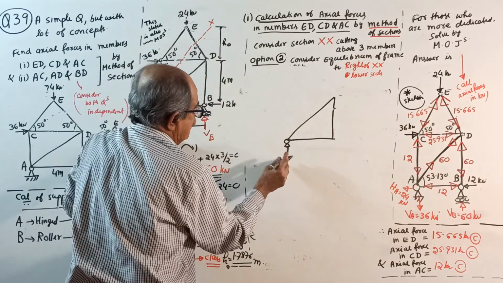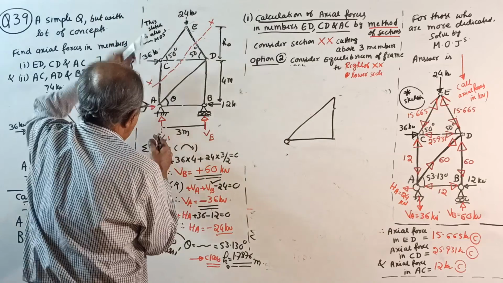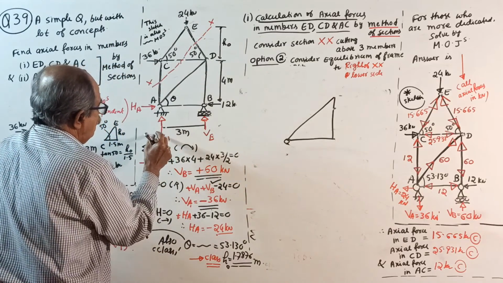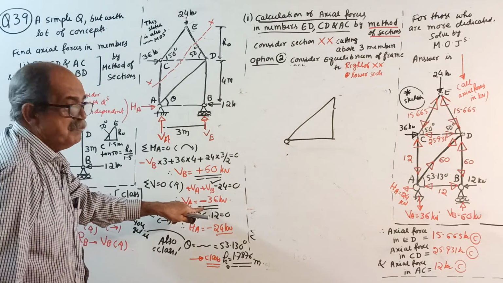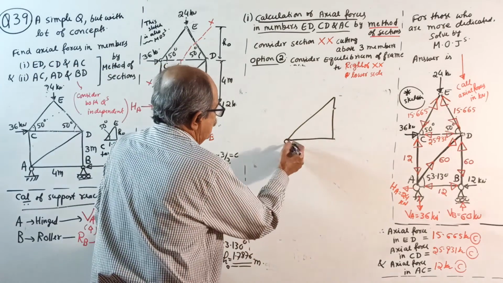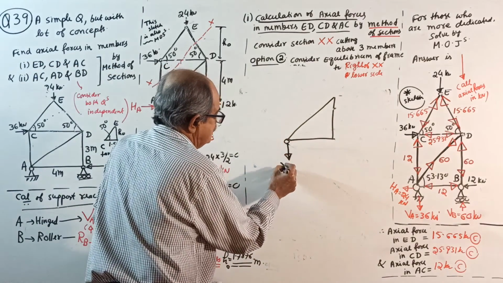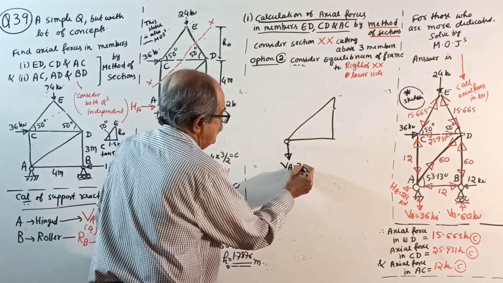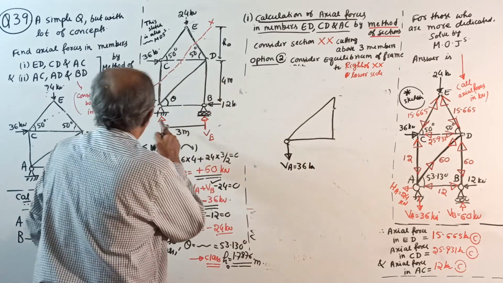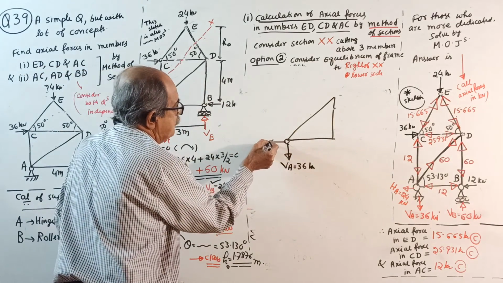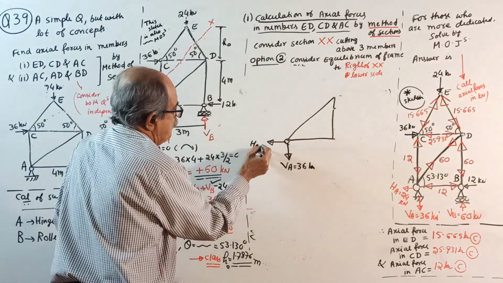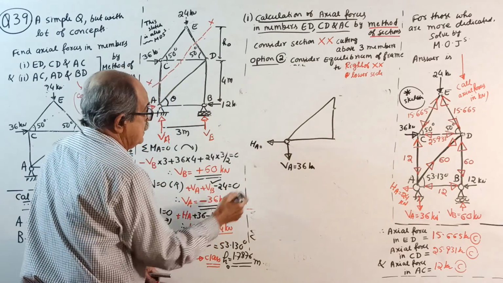Vertical upward reaction, not upward. See, very important. VA you took upward, it came minus 36. Therefore, your VA is downward, 36 kilonewton. HA we took right side, negative sign came. So left side HA is 24 kilonewton.